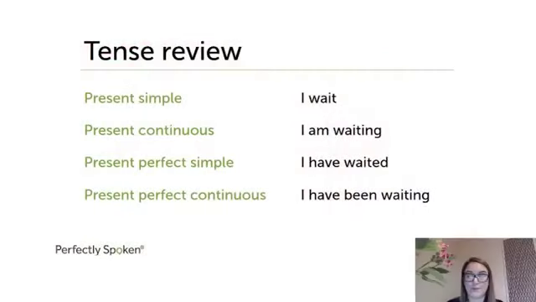Okay, how did you do? Hopefully that was quite straightforward, especially present simple, I hope. Let's have a look at my examples. Okay, present simple, I wait. Present continuous, I am waiting. Present perfect simple, I have waited. And present perfect continuous, I have been waiting.